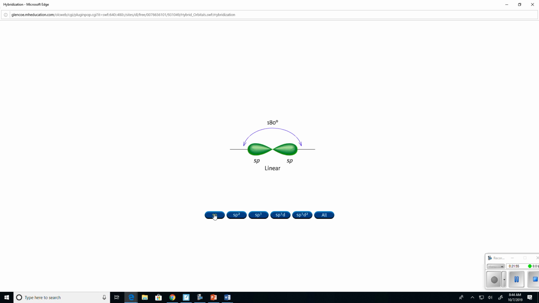Now this one there's no way around, because I can't replace one of these with an unbonded pair, because then it's not actually bonded to another thing. It's not really in the middle of anything. So sp, 1s, 1p, you have 2 electron domains. So you are going to be linear, you are going to be 180 degrees.